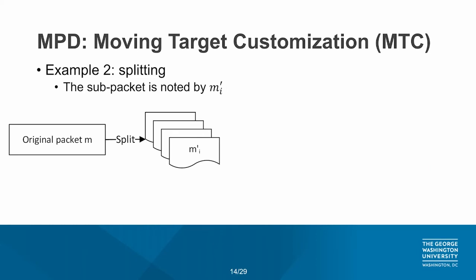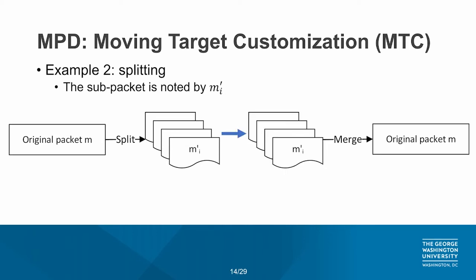So we have the original packet M, and we split that into the subpackets Mi prime. The Mi prime have different lengths defined by the T1, T2, T3, and K minus the summation of the T1, T2, and T3. After that, we send these subpackets to the receiver, and the receiver will merge them again to retrieve the original packet back.